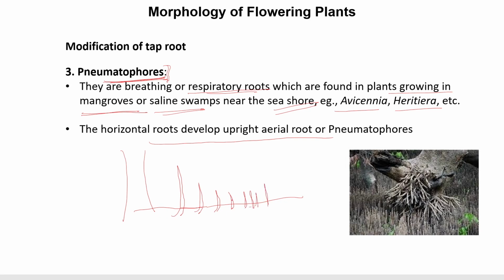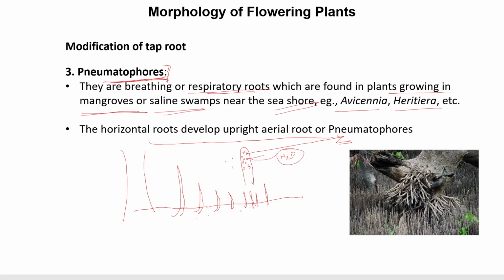And in this root, there are lots and lots of small holes. If I draw like this, then they are having some holes in it. Now, these holes are called pneumatophores. These pneumatophores take up the water vapor which is present in the atmosphere.